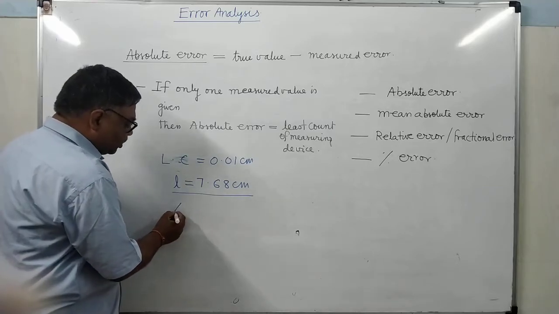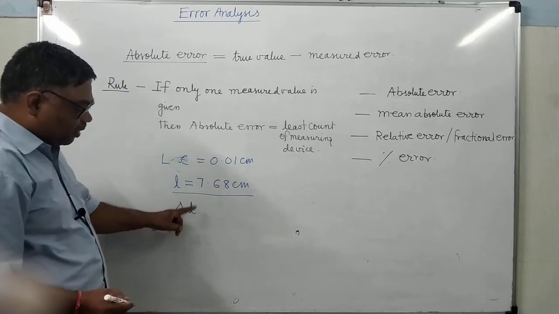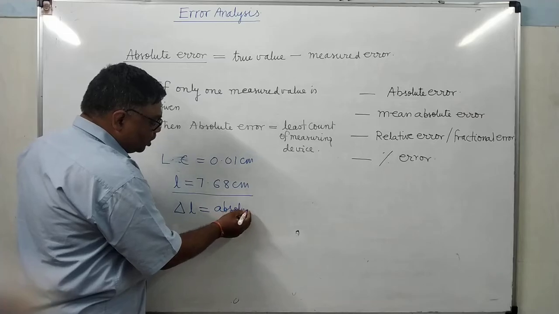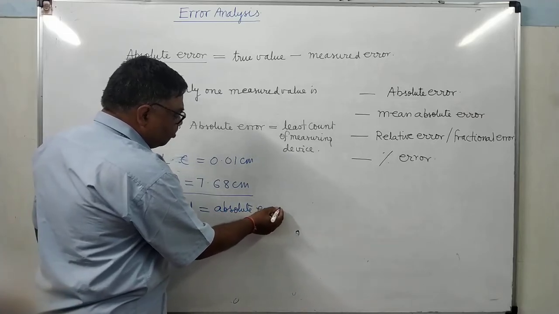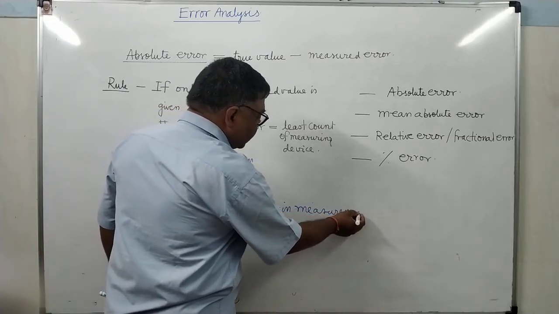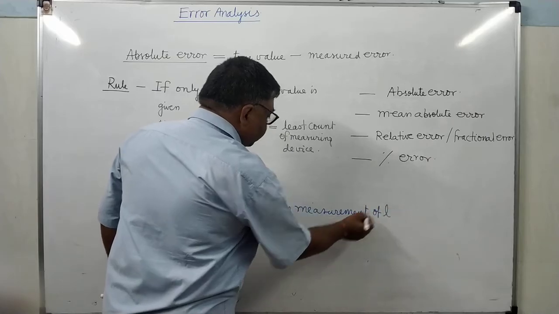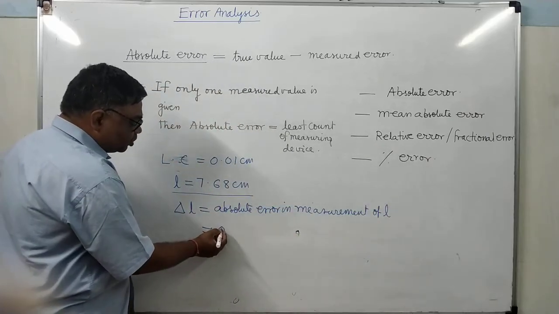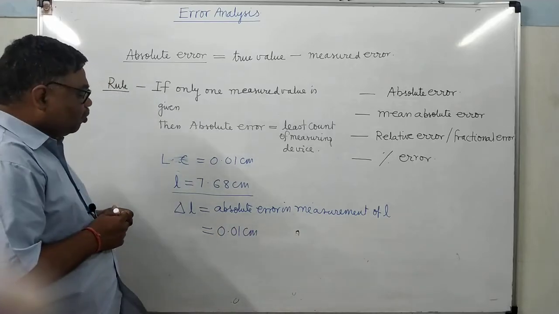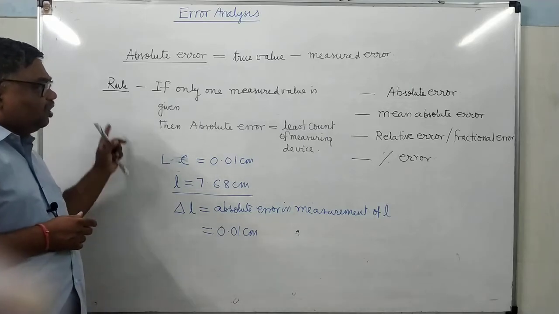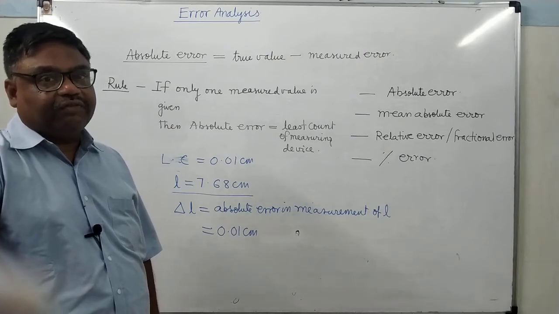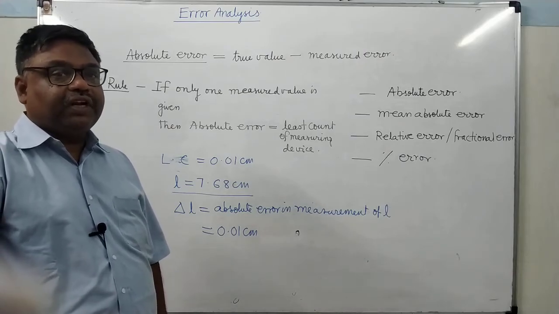So the absolute error in the measurement of L, where L means the length of this pen, is equal to 0.01 centimeter. Is it clear? This will be 0.01 centimeter. So if only one measured value is given, then the absolute error will be equal to the least count of that measuring device.